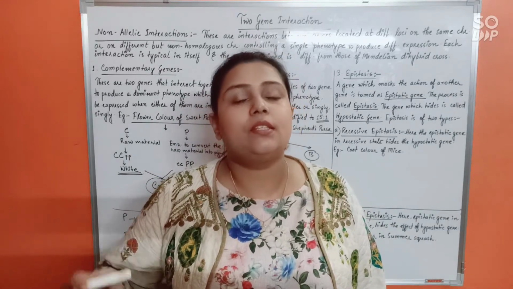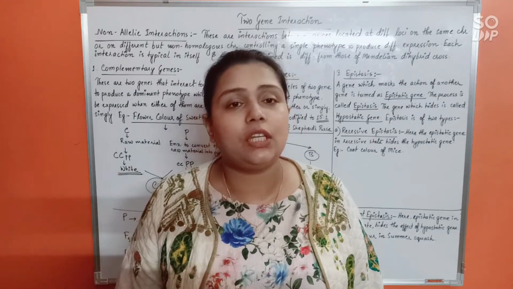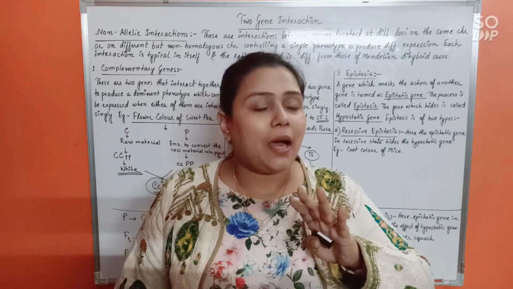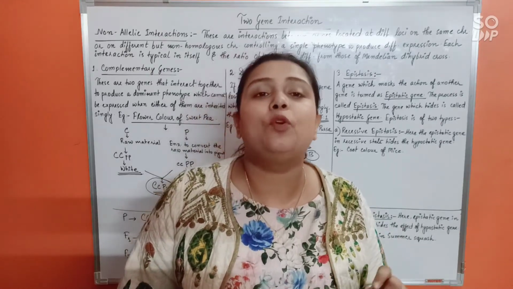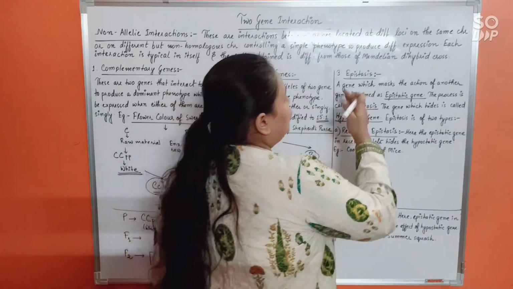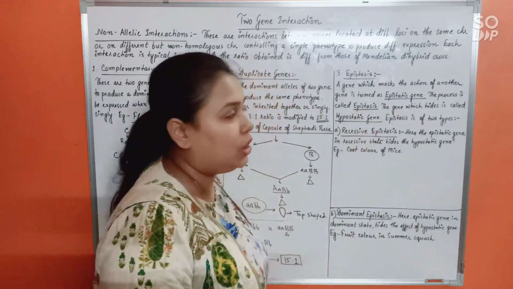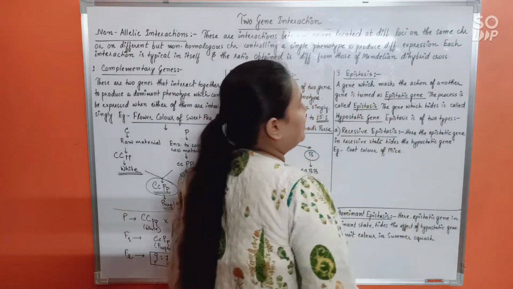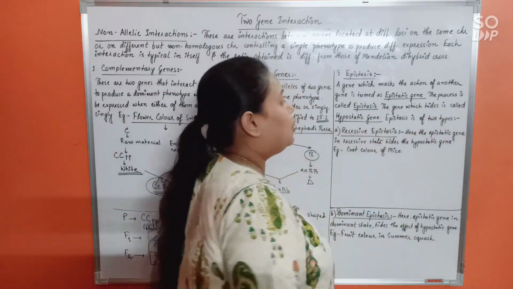In epistasis, the gene which is acting like a dominant one is called the epistatic gene, and the other one, which is hiding itself down, acting like the recessive one, is called the hypostatic gene. Is that clear? Fine. So see this: a gene which masks the action of another gene is termed the epistatic gene, and the process is called epistasis. The gene which hides itself is called the hypostatic gene.